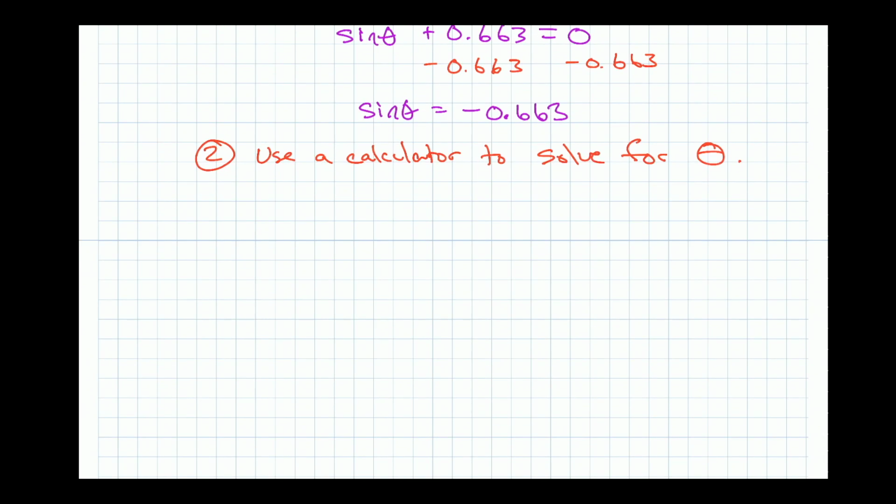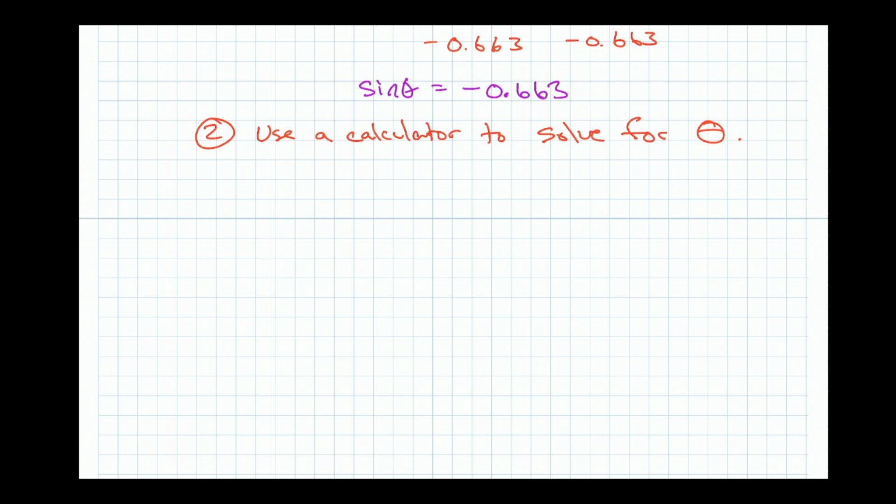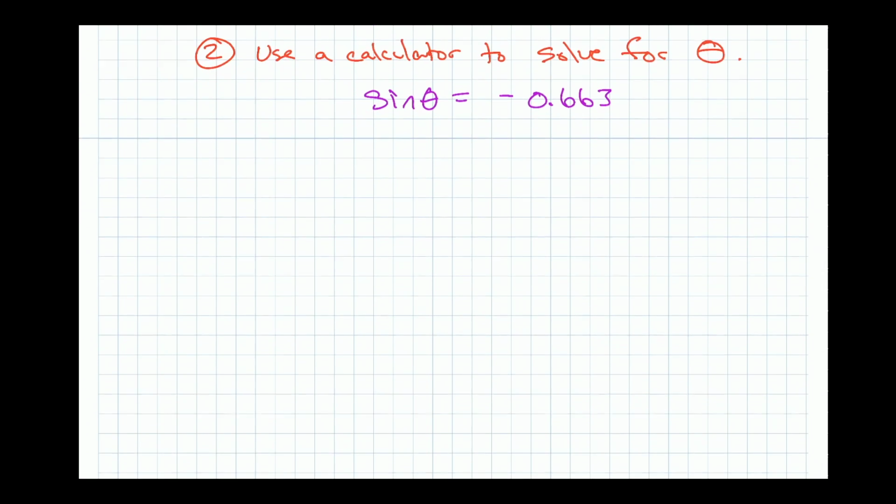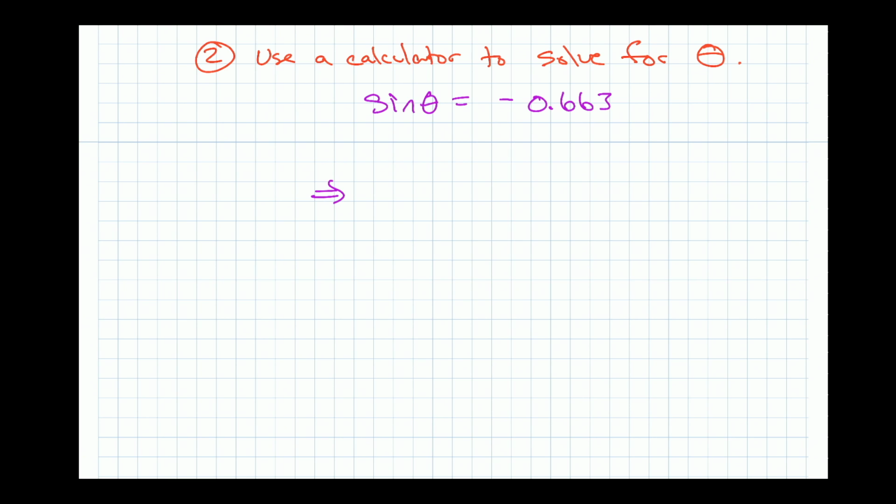All right, now how are you going to do that? We did this when we did inverse trig on a calculator previously. So you've got sine theta equal to negative 0.663, and that means that theta is actually sine inverse of negative 0.663. So you need to work this out on a calculator.